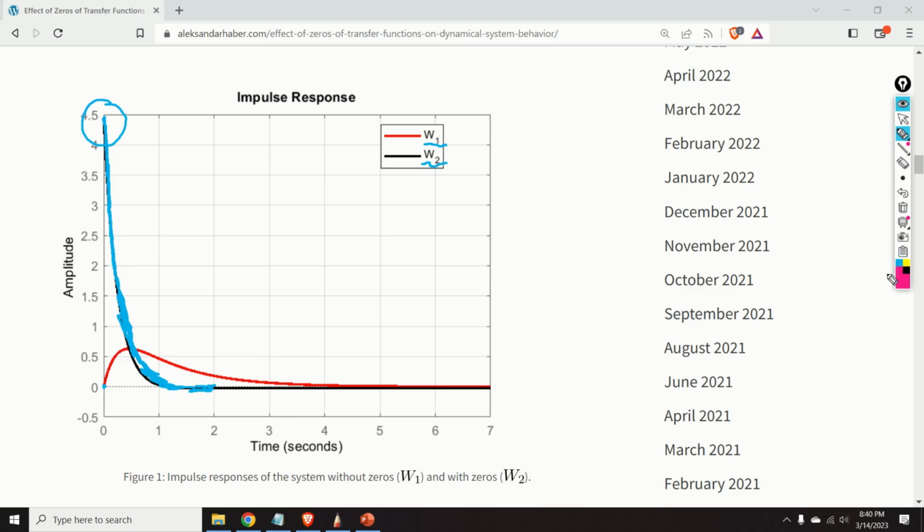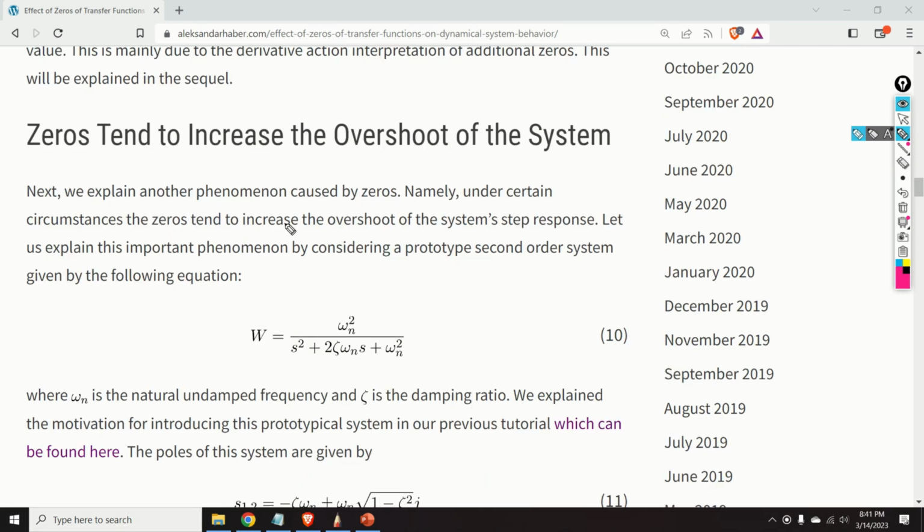And this is a big difference, as you can see by observing this impulse response of the function without the zero and this impulse response of the function with the zero. The zero basically acts as a derivative action, and I will explain this very important phenomenon in the sequel. Next, you will learn that zeros tend to increase the overshoot of the system.